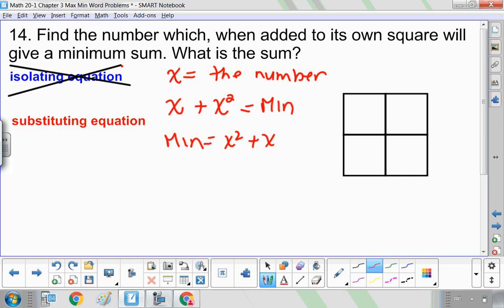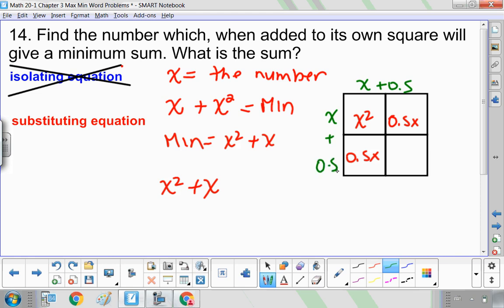So let's go ahead and complete the square here. So nothing to factor out. I have x squared plus x. So we'll put x squared here, take my x term and divide it into two equal pieces, which is 0.5x and 0.5x. So factoring the GCF from the column and the row, I get x. Take out my leading coefficient, and I get plus 0.5.